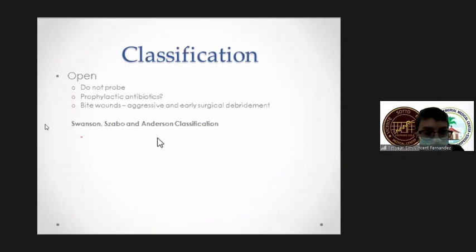Especially in human bite or animal bite wounds, we usually cover for polymicrobial infection. So we use broad spectrum antibiotics that also have anaerobic coverage.